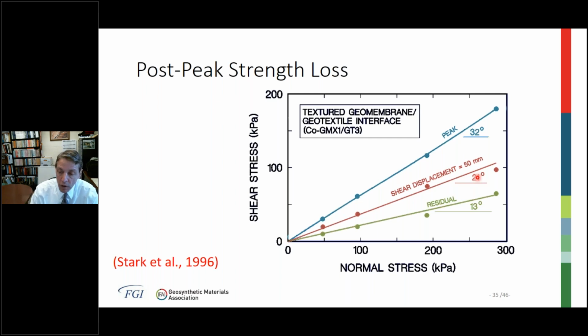And of course, if you use 21 instead of 32, you're going to predict a larger permanent displacement than 50 millimeters. So it's sort of a catch-22. Once the deformations start, the strengths start dropping and the deformations get even larger. So very important that you include the post-peak strength loss with displacement.